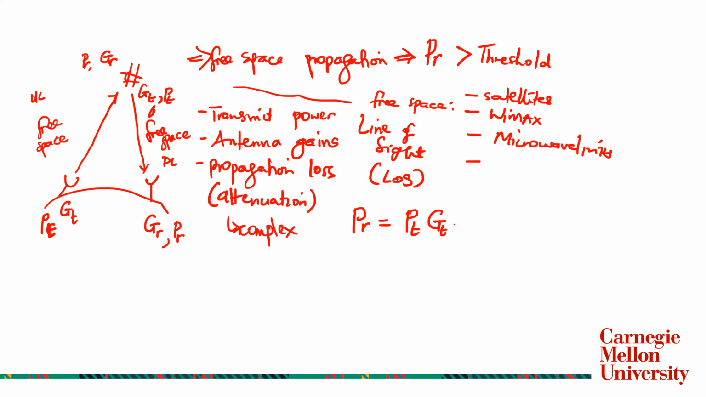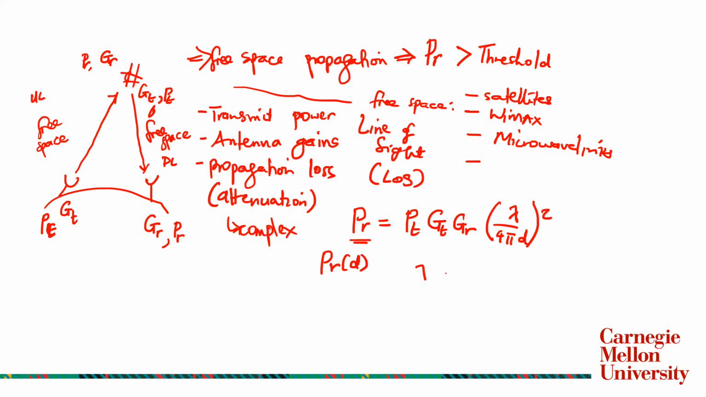GT, GR, lambda over 4 pi d squared. And usually with PR, we say that it is PR(d). That means that PR is a function of d, but in fact, it's not only a function of d, it's also a function of frequency and all these other factors. But with distance, I know if I'm this far from the transmitter, what is the signal that I'm going to receive?